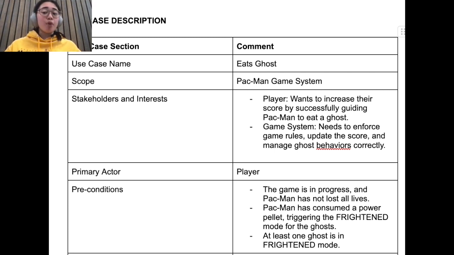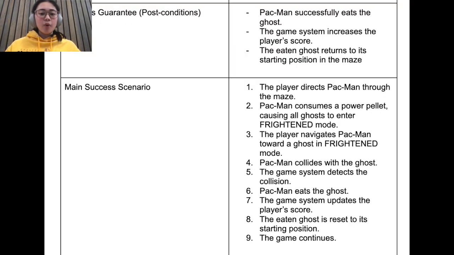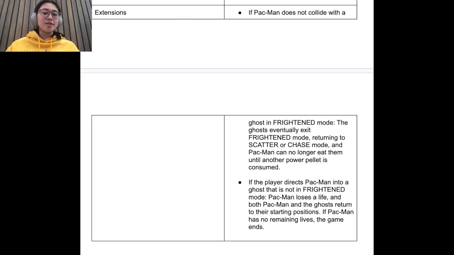The game must be in progress, Pac-Man must have consumed a power pellet, and at least one ghost must be in frightened mode. Once these conditions are met, the player navigates Pac-Man through the maze towards a ghost. Upon collision, the game system detects the event, allowing Pac-Man to eat the ghost, which results in an increase in the player's score. The ghost then returns to its starting position, and the game continues. This use case illustrates a core interaction between the player and the game system during the ghost eating scenario.